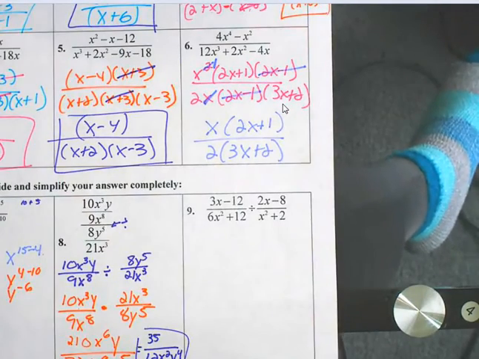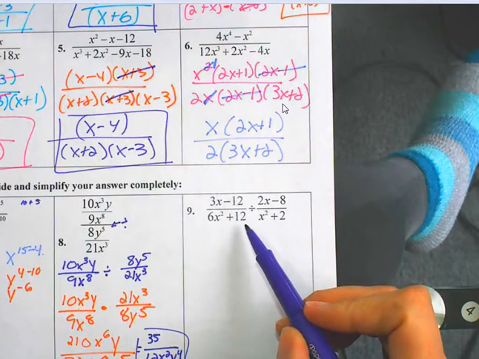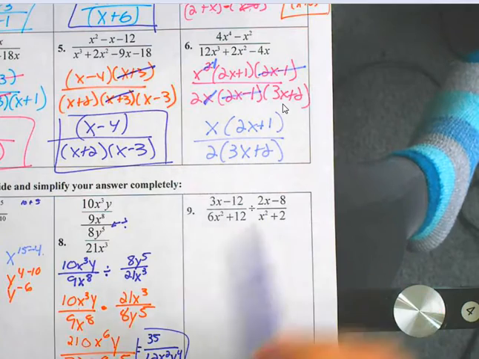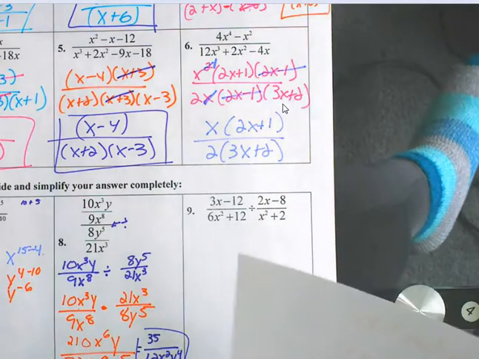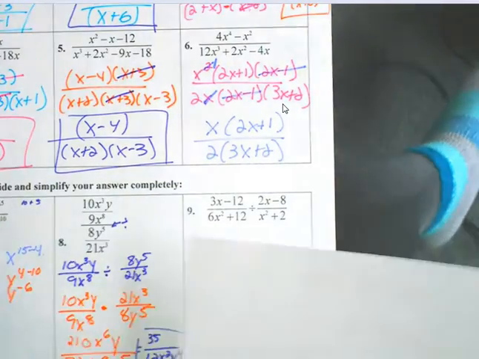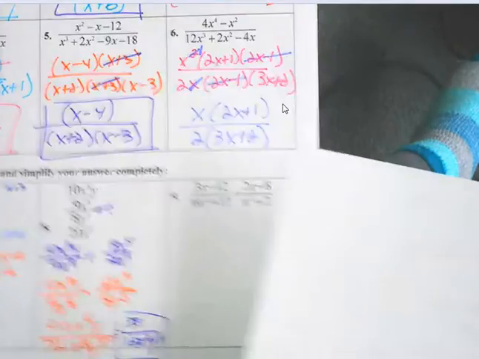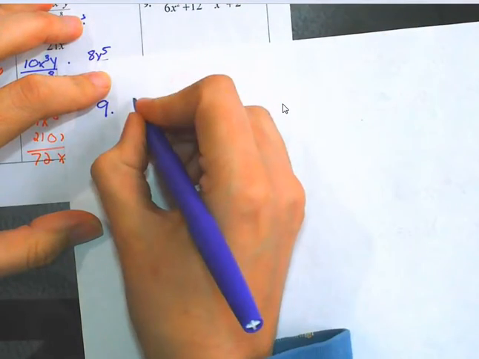All right, so the first step that you need to do is factor. So you can take a separate sheet of paper. We're going to factor. So number 9, I need 4 things to factor. You've got to factor top and bottom of both.